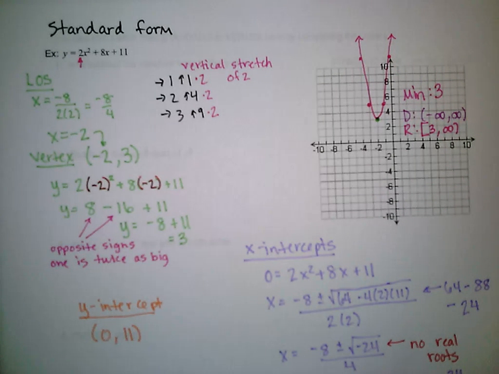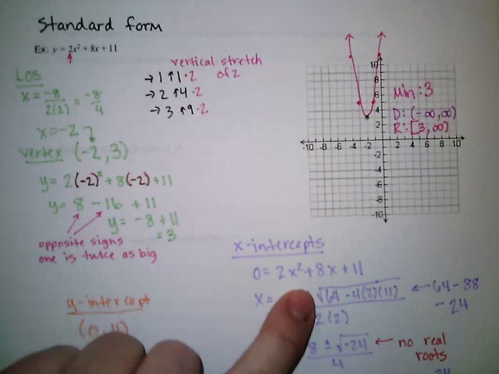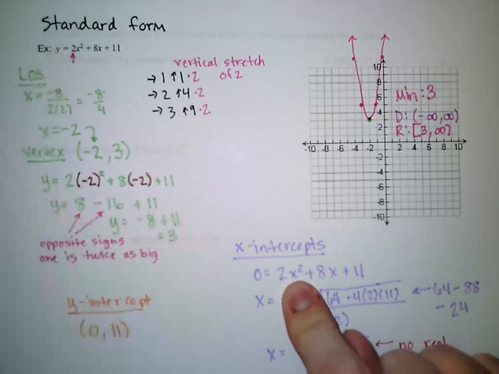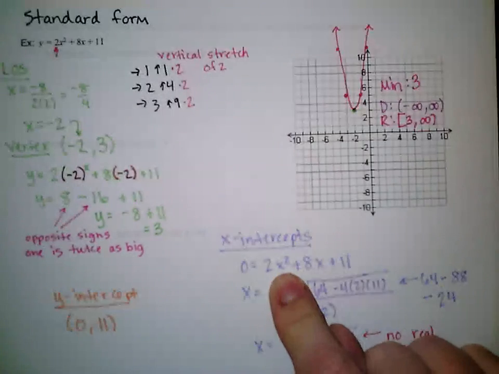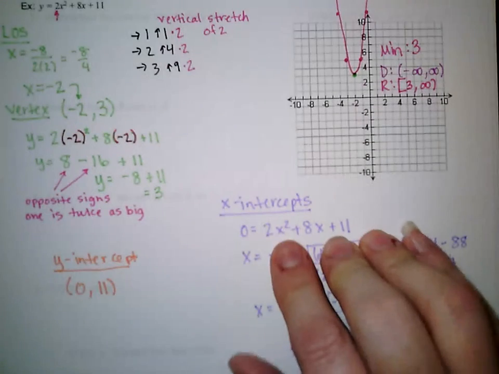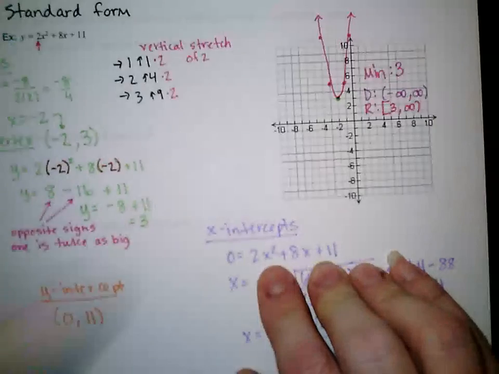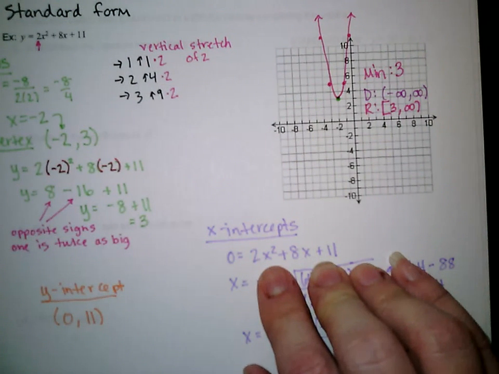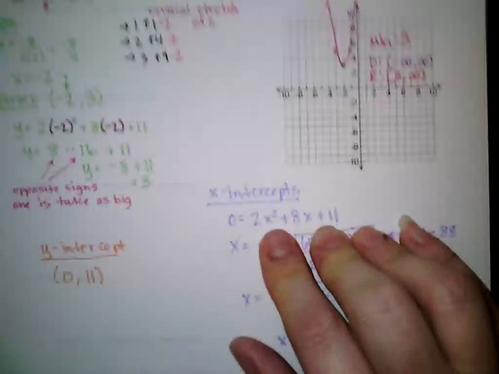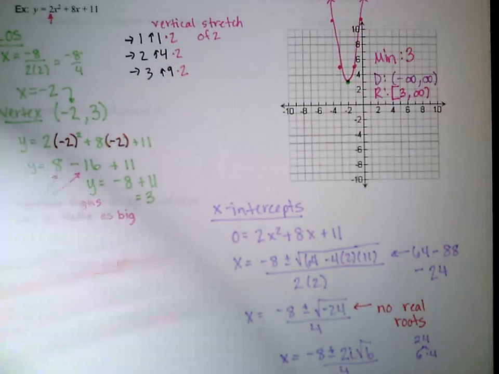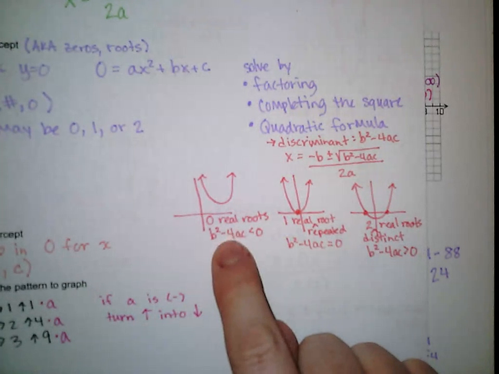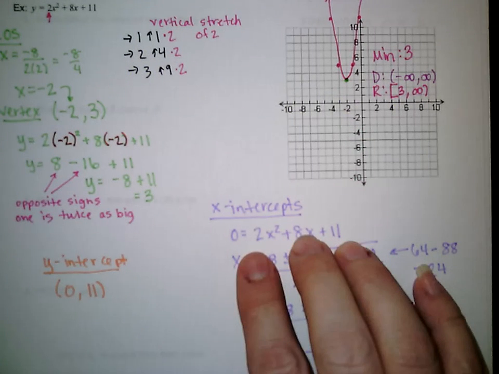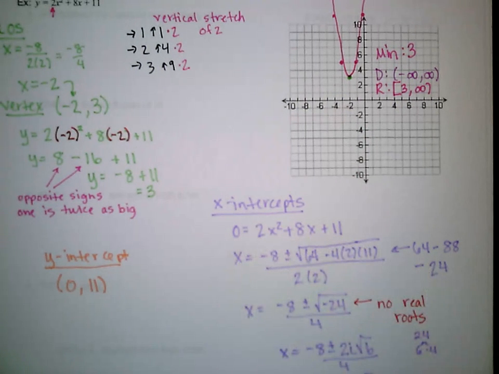Next thing I did was find the x-intercepts. So to find the x-intercepts, we're going to set y equal to 0. So we have 0 equals 2x squared plus 8x plus 11. And I already know this isn't going to factor. I can already tell from the graph that there are no real roots. So that's making me suspicious anyway, because remember over here we had talked about if there's no real roots, that means our discriminant is negative. And I remember that if you have a negative discriminant or the square root of a negative number, we're going to have some i's in there.